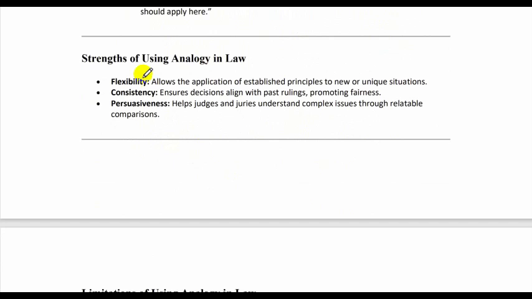Let's look at the strengths of using analogy in law. One, it is flexible, it is consistent, and it is persuasive. Flexibility allows the application of established principles to new or unique situations. Consistency ensures decisions align with past rulings, promoting fairness. Persuasiveness helps judges and juries understand complex issues through relatable comparisons.